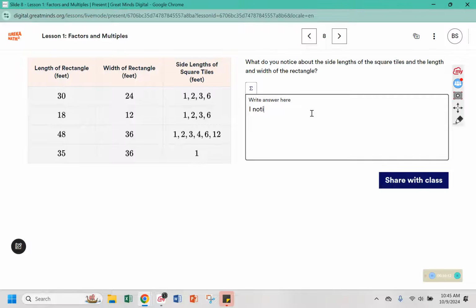I notice that the length of the rectangle and the width of the rectangle are multiples of the side lengths used for the square tiles. 30 is a multiple of 1s, multiple 2s, multiple 3s, and multiple 6s make 30.